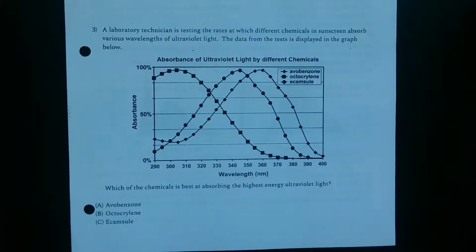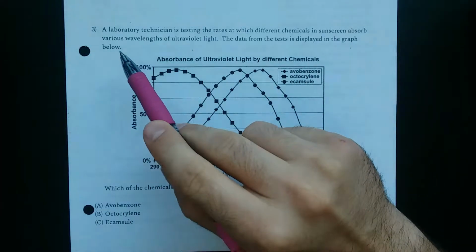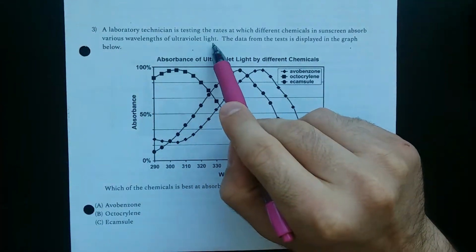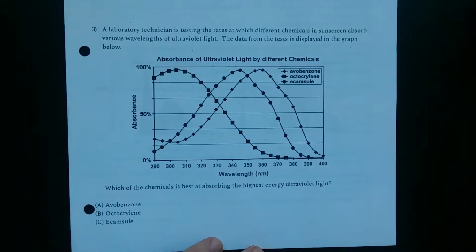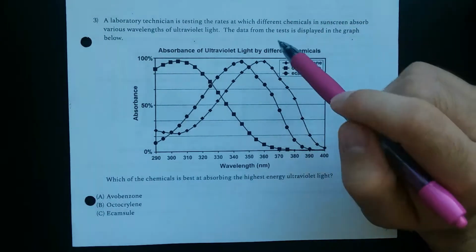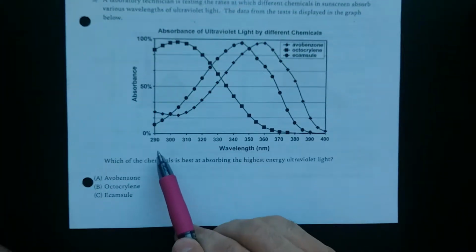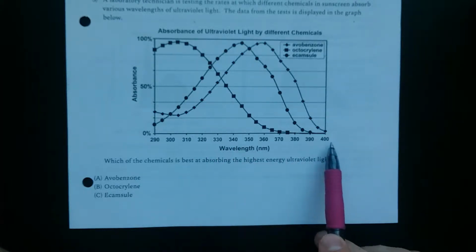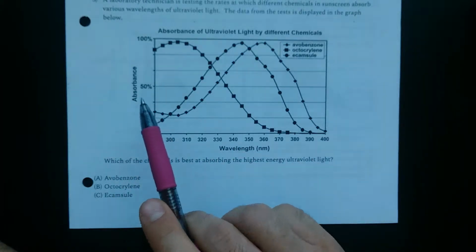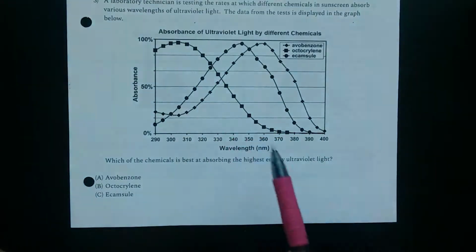So a laboratory technician is testing the rates at which different chemicals in sunscreen absorb various wavelengths of ultraviolet light. The data from the test is displayed in the graphs below. Okay, so these are different wavelengths on the x-axis, all the way from 290 up to 400 nanometers. And on the y-axis, I see absorbance from 0% to 50% to 100%.